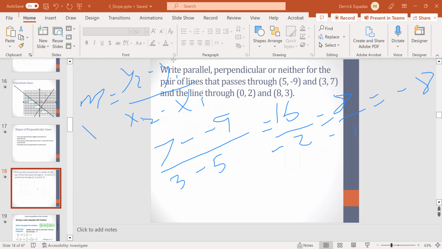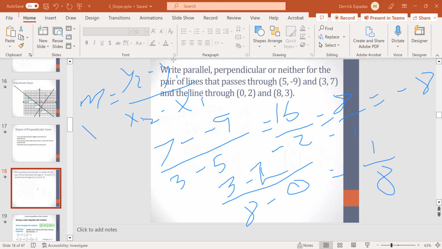Then we're going to solve the slope for the second line and see if they're parallel, perpendicular, or neither. So we're going to do y2 minus y1, which is 2, over x2 minus x1, which is 0. And so 3 minus 2 is 1. And then 8 minus 0 is 8, so the slope is 1/8.